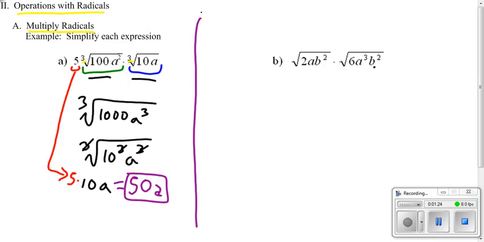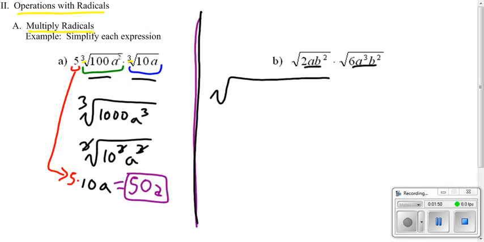Looking at our second example here, we have the square root of 2ab squared times the square root of 6a cubed b squared. Now again, in this one, we have the same index of 2 on these. So we can multiply them together, maintaining the same index of 2, and just multiplying their radicands together.